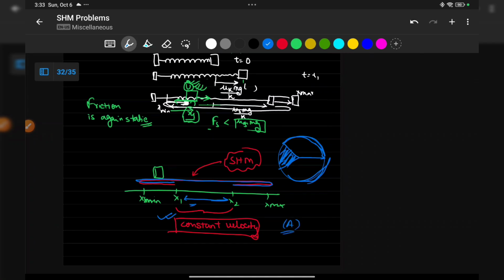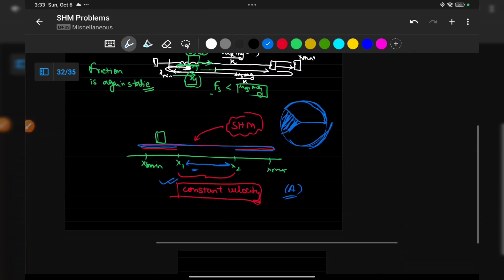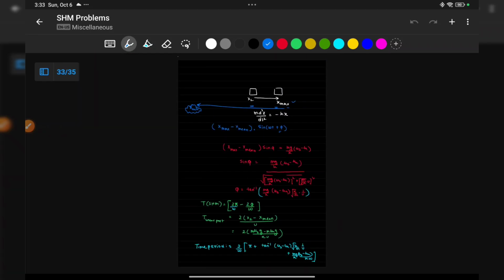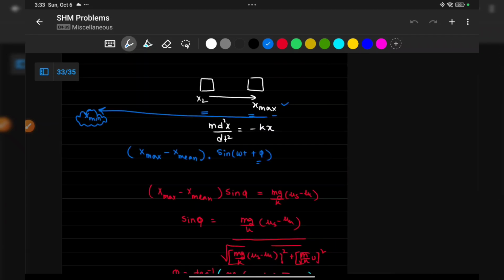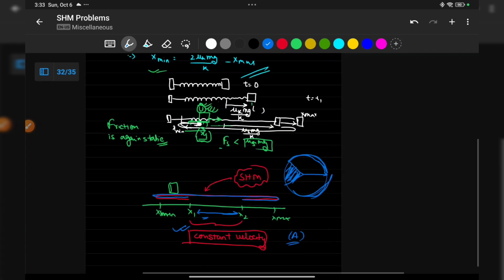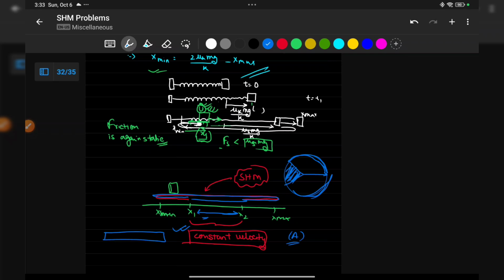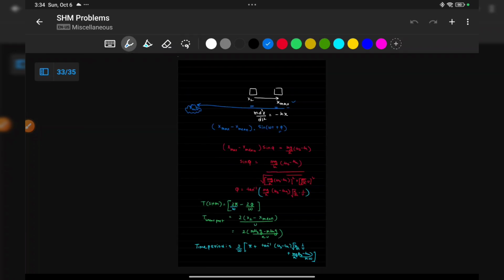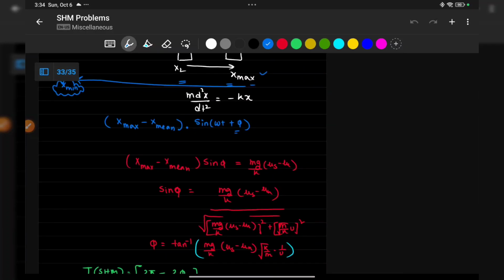So as I told you, the block is performing SHM in this position, from this to this. Now if I am completing the whole SHM, then I can say that at the x2 position it has a velocity u. If I am completing the whole SHM, then I will write the SHM equation: x max minus x minimum. That means from the x minimum, of course, as that was our origin, not the x minimum.